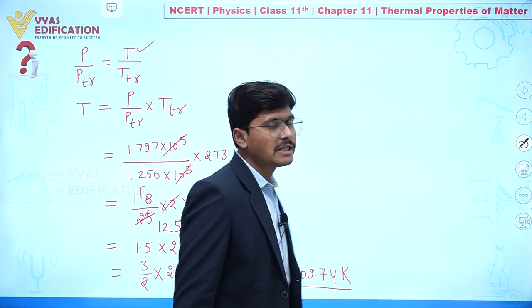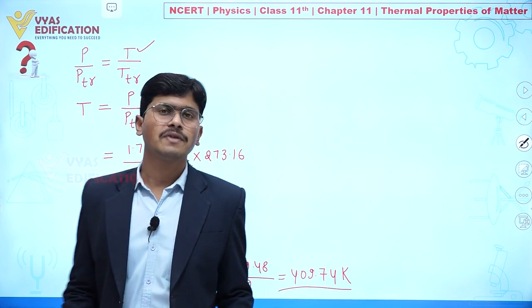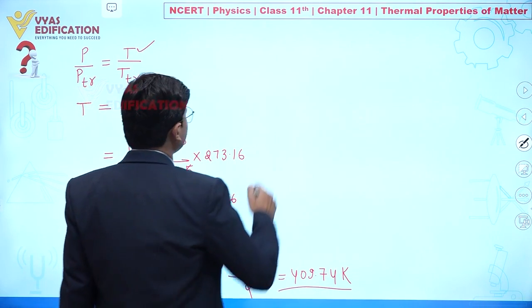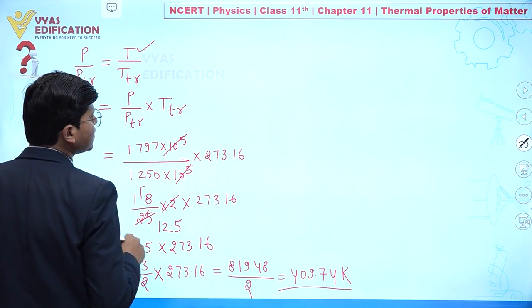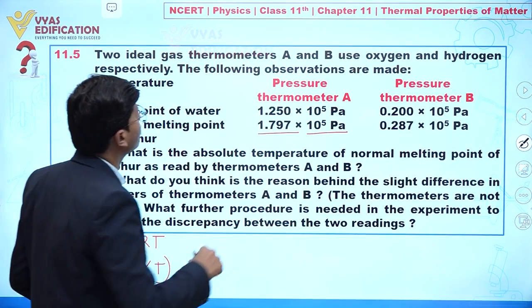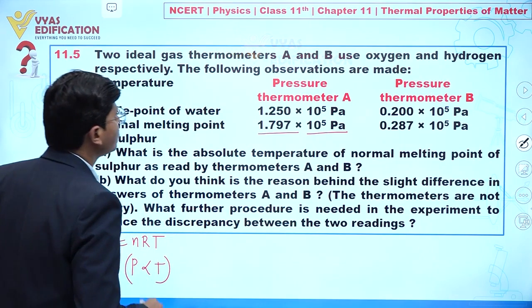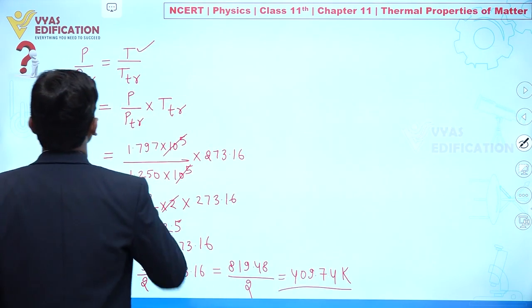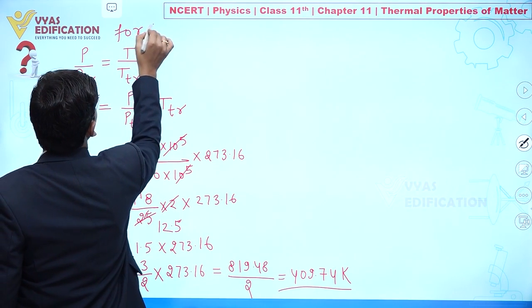This is, my dear student, an approximate value. This is not an exact value because for calculation we are doing some approximation. Similarly, this is for oxygen. So this is the normal melting temperature for oxygen. So we can say this is only for oxygen.